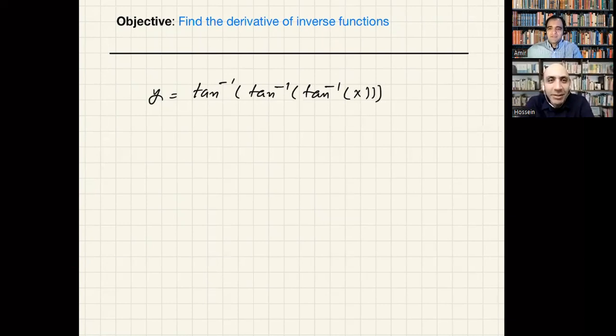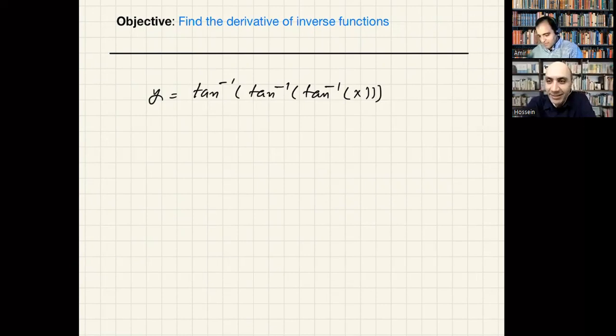Amir is going to help me solve another problem in calculus. This is a derivative problem. He's going to help me find the derivative of an inverse function. The inverse function is a nested arctangent. So Amir, the floor is yours. Okay, you can go ahead.